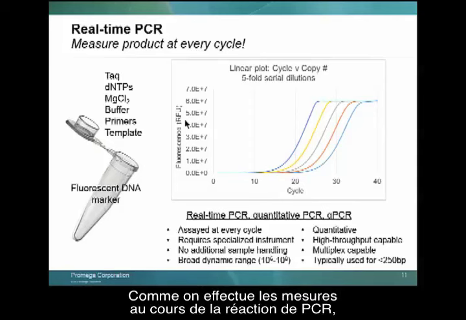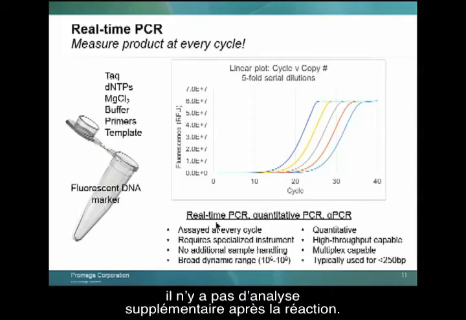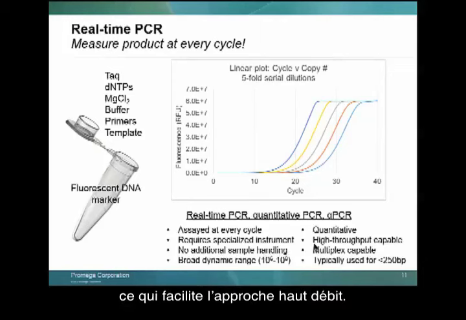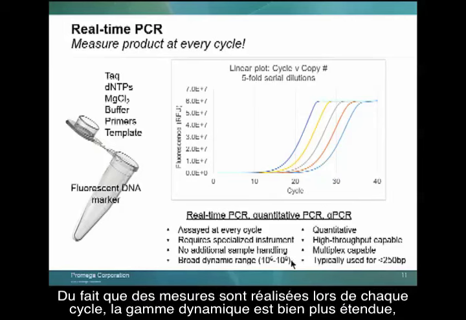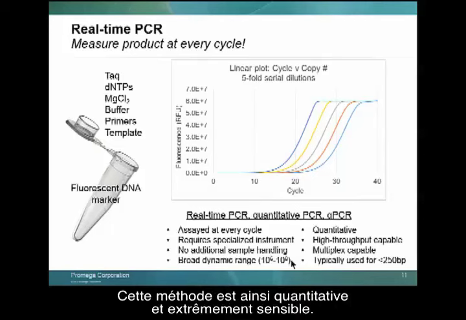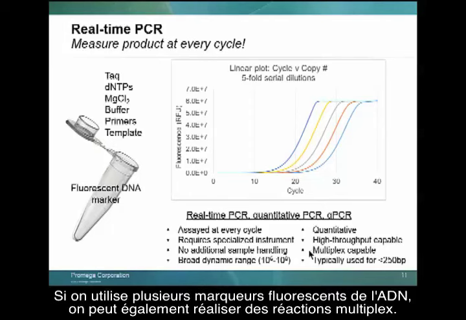Because we're assaying our samples during the PCR reaction, we now require no additional sample handling. So there's no gel electrophoresis that you need to perform after this type of technology, which also makes it high throughput capable. Because we're capturing information at every cycle, we have a much broader dynamic range, now 10 to the 6th to 10 to the 8th fold difference in concentration. It can be quantitative, and it can be very, very sensitive. If you use multiple fluorescent DNA markers, you can imagine this is now multiplex capable.